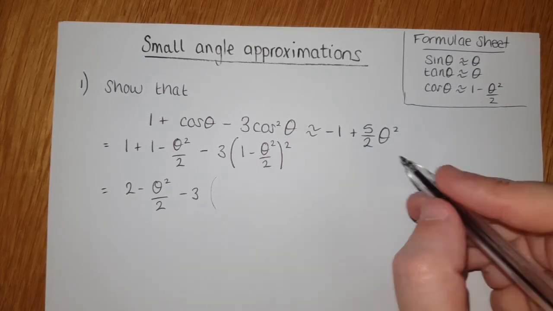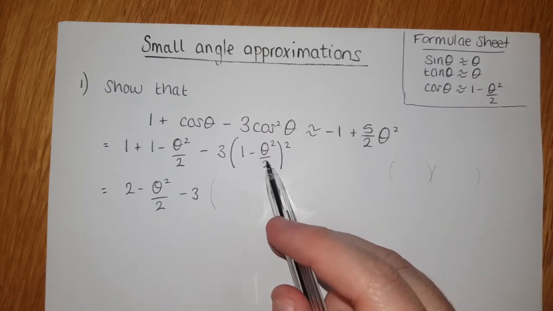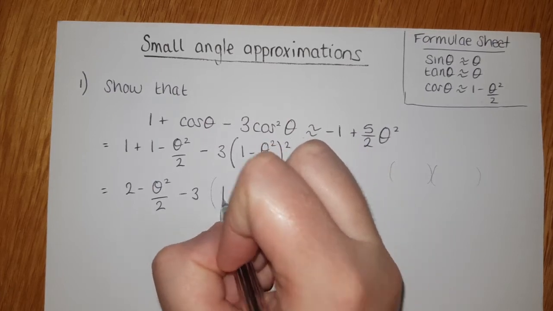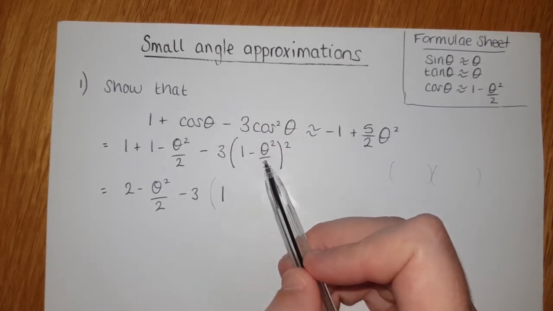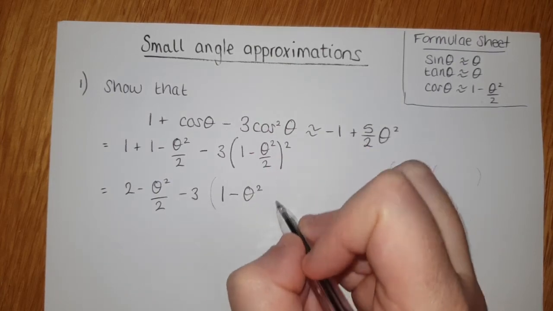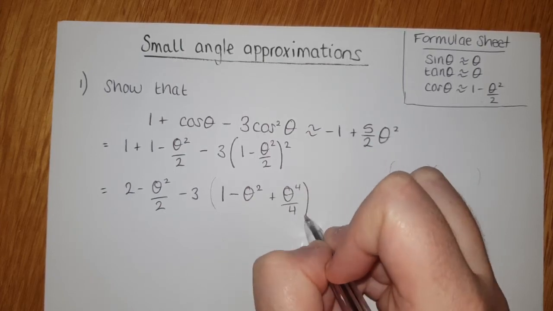Treat this as double brackets, remember. You don't just square individual terms. It is the whole bracket multiplied by itself. So if you use FOIL, grid, whichever way you do it, you've got minus theta squared over 2 in the middle and minus again. So you'd have minus theta squared. And then you'd end up with plus theta to the power of 4 over 4.